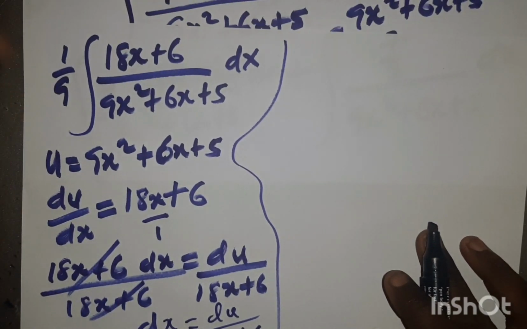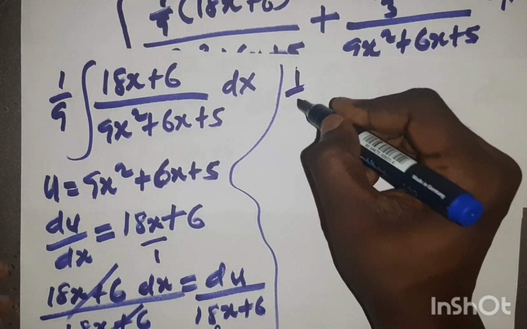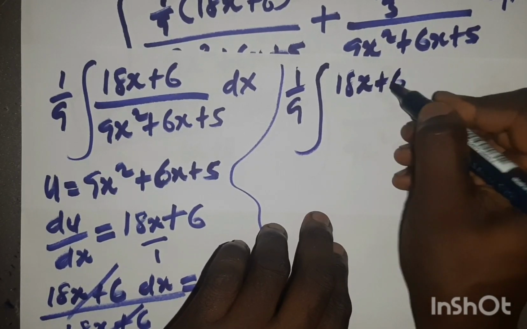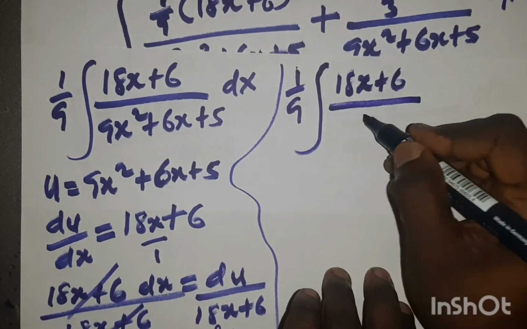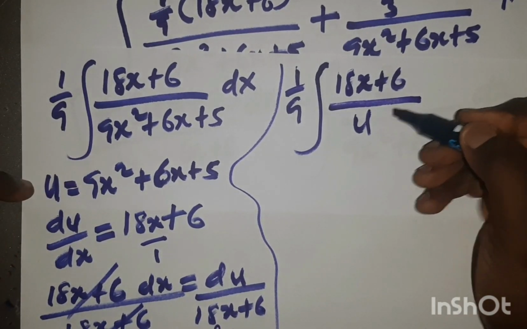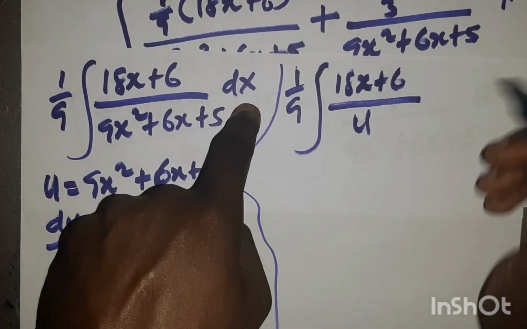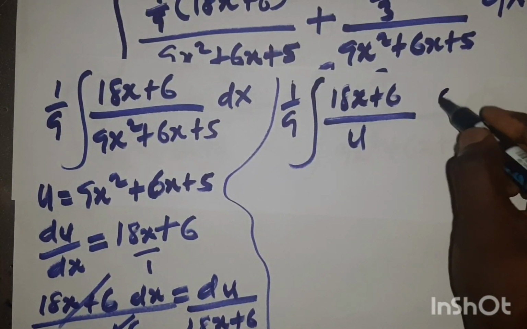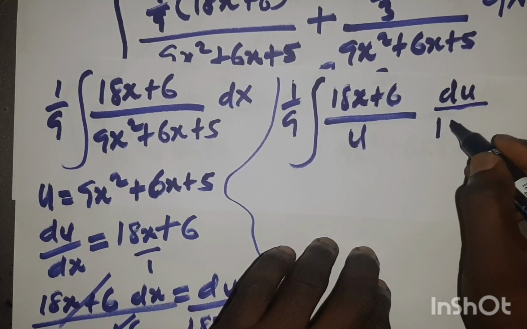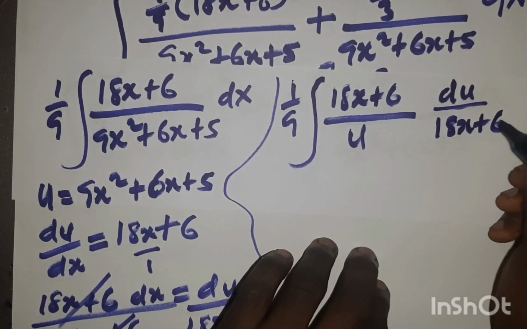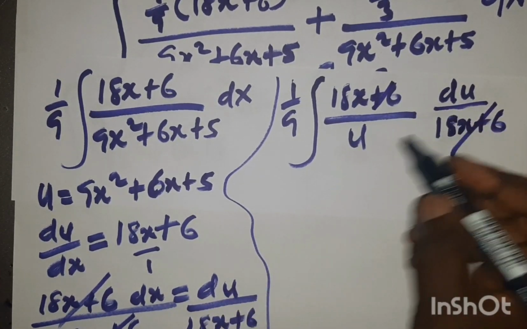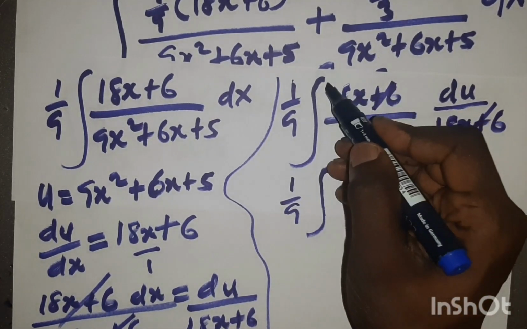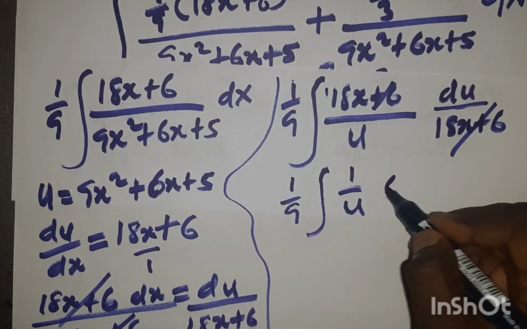So I'll be replacing the dx here with this value, du over (18x + 6). Rewriting this one, I have 1/9 of the integral of (18x + 6) over u, since I've made this my u already, and dx is now equal to du over (18x + 6). So finally this can now cancel out this. I'm left with 1/9 and the integral of 1 over u, because you still have 1 here, du.